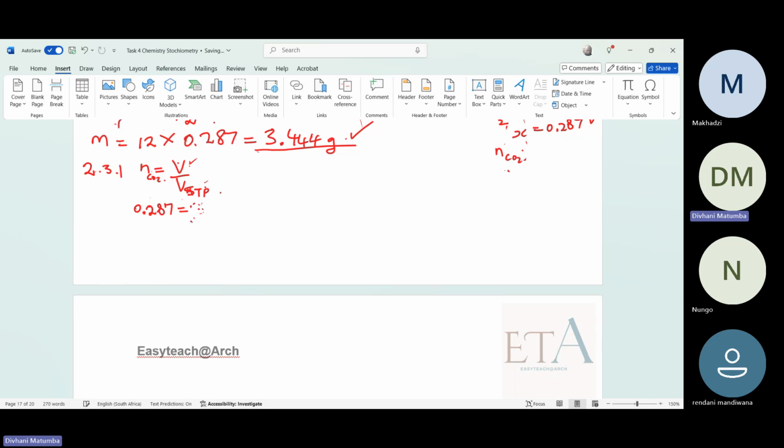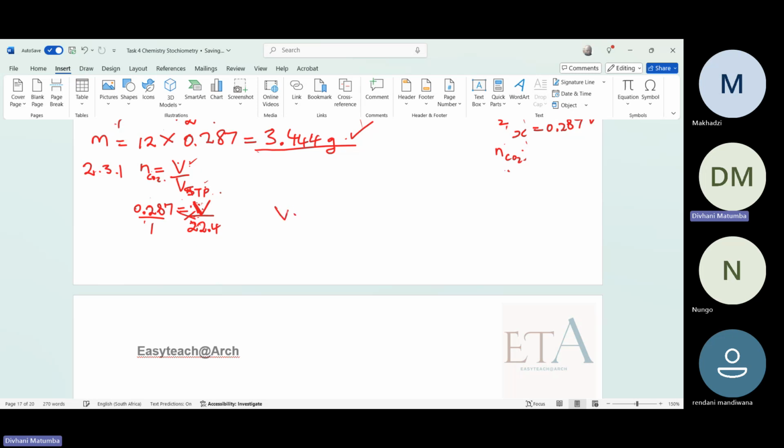Okay, so do we have the volume of gas? Wasn't it given in the question? No, that's what we are trying to calculate. They said calculate the volume of gas produced. So we are going to leave the V, and then the VM, the molar gas volume, is how much? Is it the one that's always constant? Yes, so it's 22.4.